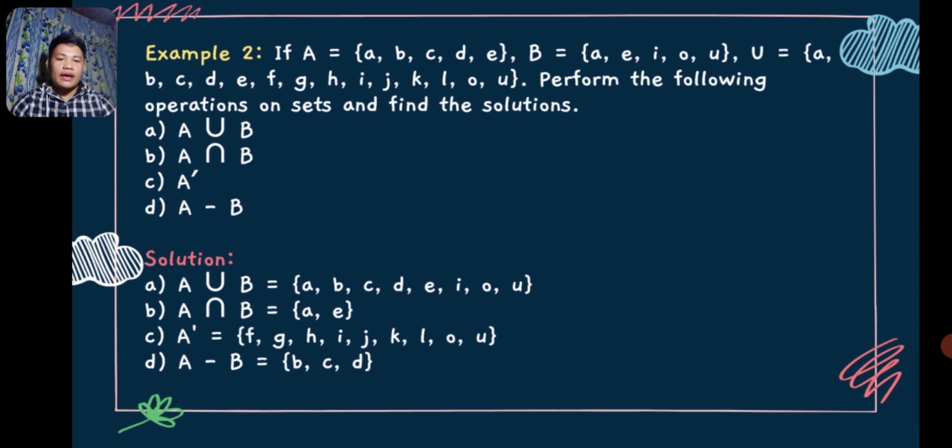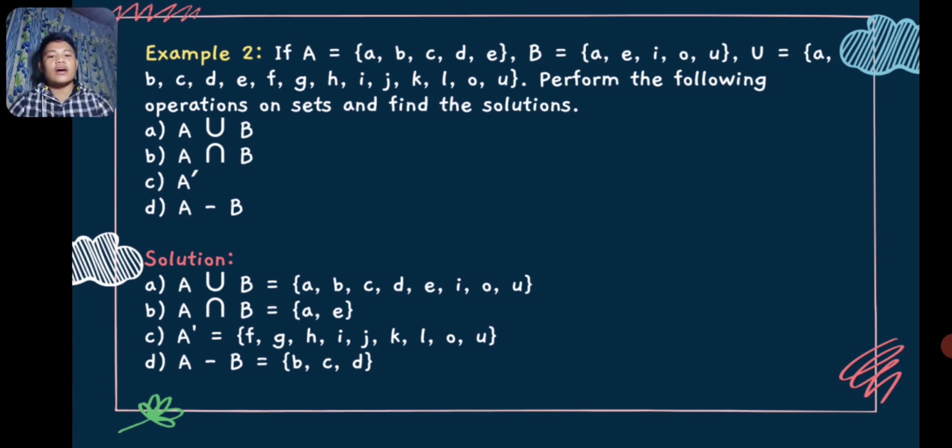In the complement of A, as we know, the elements come from the universal set and must be distinct. So it's the distinct elements of the universal set wherein there are no elements of set A. Let us just cross out the elements of the universal set which are also elements of set A. Here we will cross out A, B, C, D, and E. That's how we obtain the complement of A as F, G, H, I, J, K, L, O, and U.